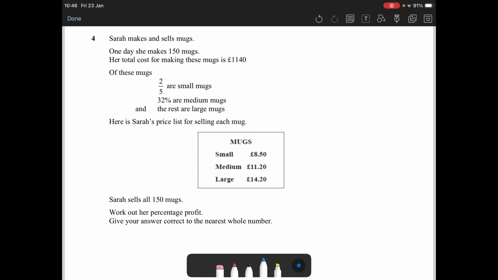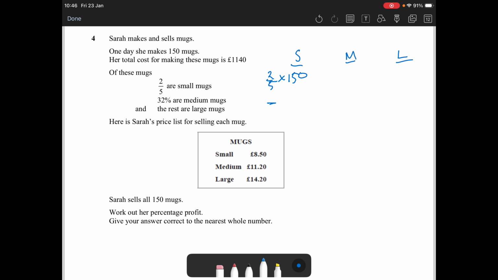All right, okay. There's a lot to go on here. So, do you know what we're going to do first? I'm going to work out how many small, medium, large mugs she actually made. Right, starting with 2/5 of small. So the first one, 2/5 of 150.